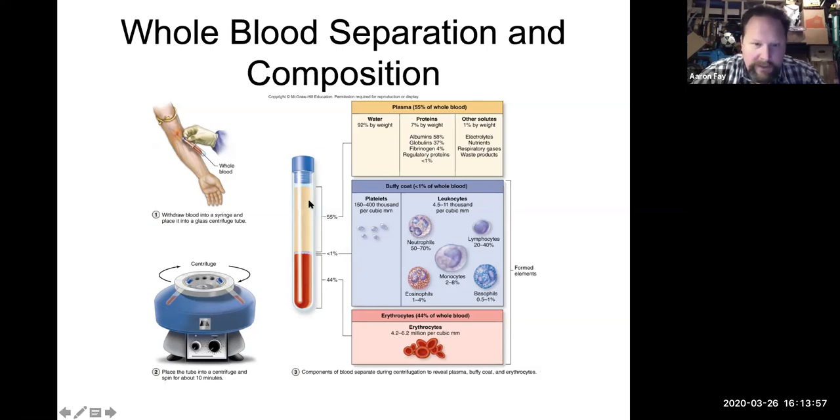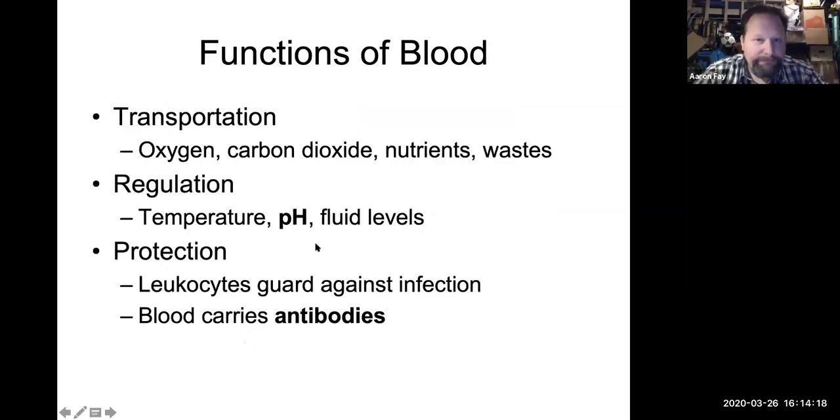So just to be clear, when you take blood out of somebody's arm, you're not going to see this until you put it in a centrifuge and you separate materials by density. So the heavy red blood cells go to the bottom, white cells are on top, and then you have the liquid portion on top of that, just in case that wasn't clear. Let's move on.